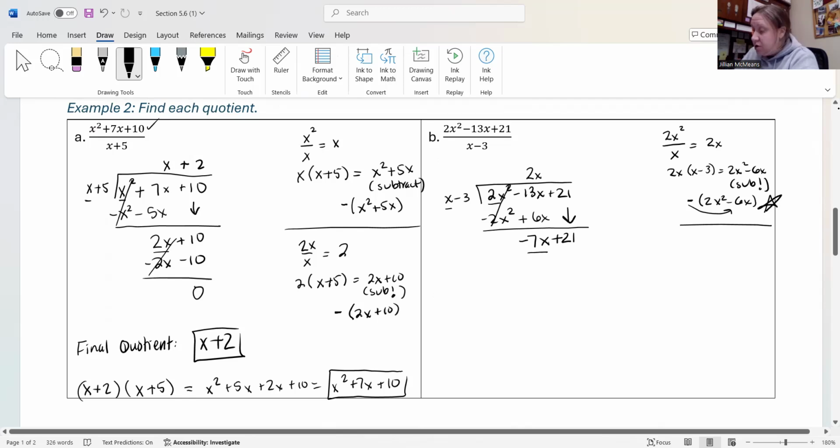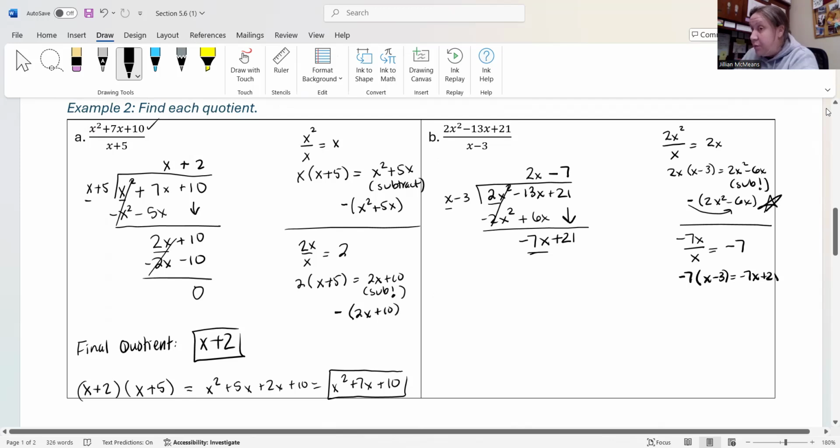We take the first term of our new dividend, which is negative 7x plus 21. So I take negative 7x, I divide it by x. Well, x divided by x is just 1. Anything divided by itself is 1. So that just leaves me with negative 7 times 1 or negative 7. So that becomes the next term of my quotient. So I'm going to go up here and put minus 7 since that was negative. And then I take negative 7 times x minus 3, which is negative 7x plus 21.